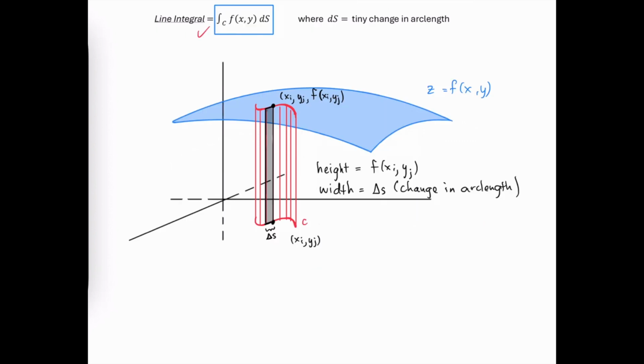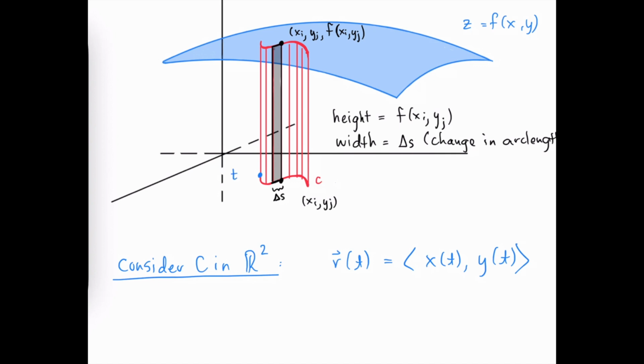Now we need to work with it in order to come up with an equation that we can use to actually calculate this area. So let's consider this curve C in R2, and let r of t be the vector function that represents that curve. Let's also say that t equals a is the value of the parameter that begins the curve, and that t equals b is the value of the parameter that ends that curve C in the floor.